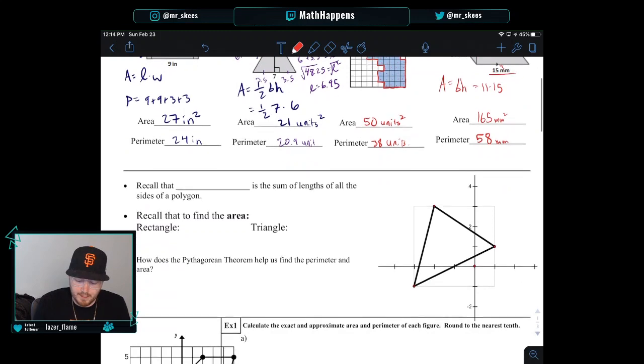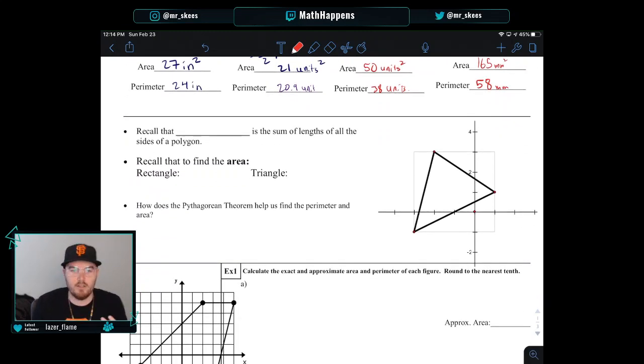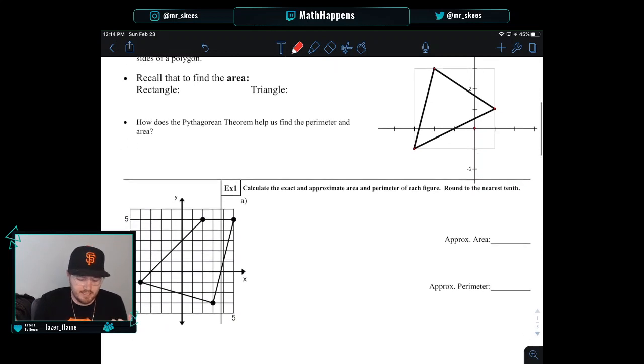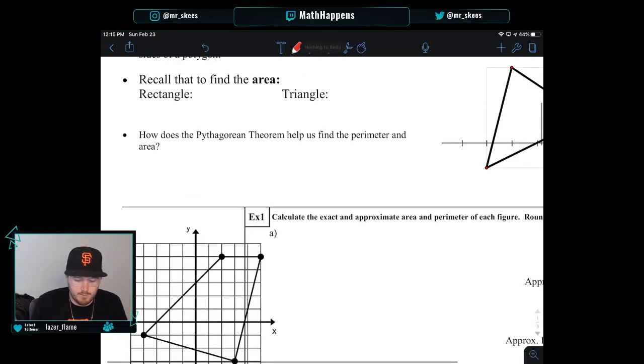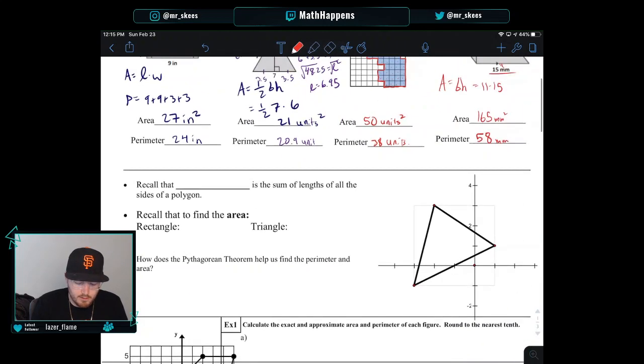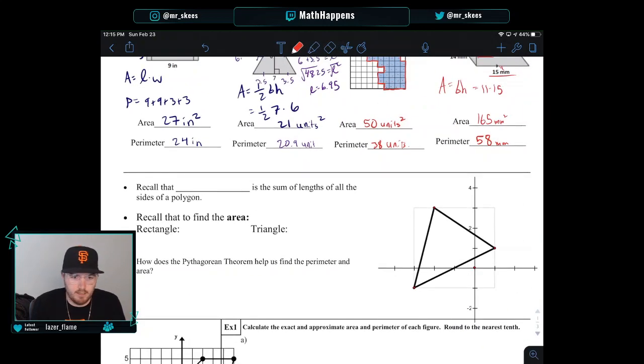But what about the moments where the figure isn't perfectly something, right? Take a look at this example 1 down here. I mean, it's a four-sided shape, but it's not anything specific. The points are just randomly placed. How do we calculate the area of that? We kind of need a strategy to go about doing that. So let's talk about that strategy here with these blanks.